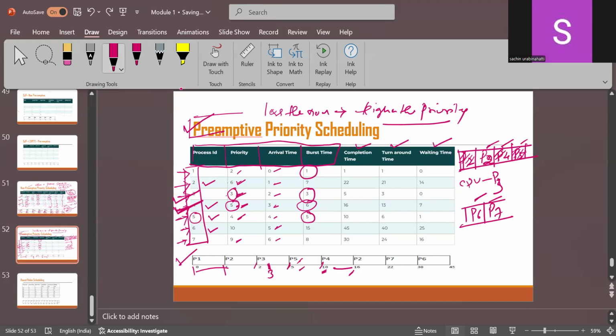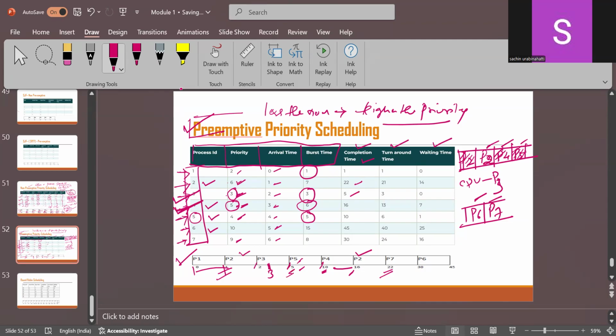Okay. So once the Gantt chart has been drawn, it is quite easy for us to come up with the completion time. Process P1 has completed its execution at the first unit of time. P2 is partially completed here and it is completed at this point. So P2 has completed its execution at the 22nd unit of time. P3, check P3, is it partial? No. P3 has taken the entire control of the CPU and it has completed at the fifth unit of time.